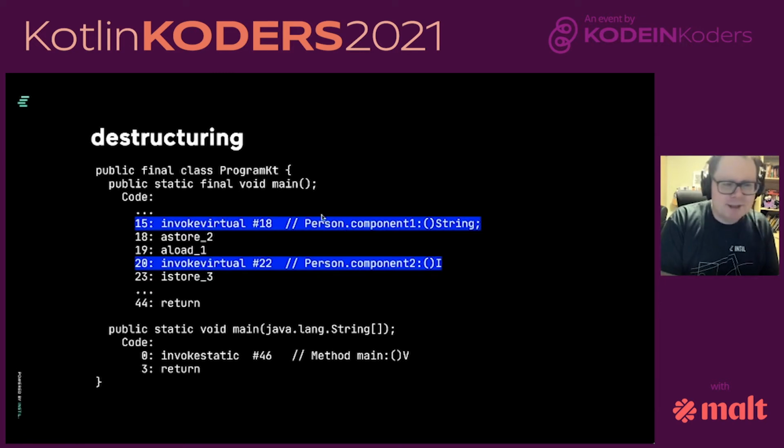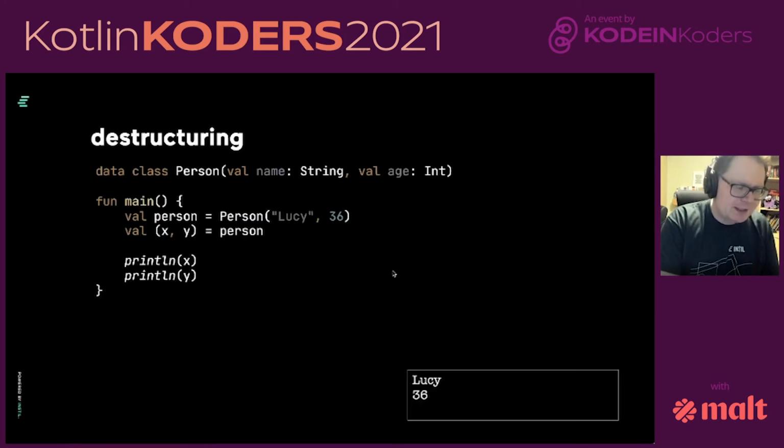So inside main, we're going up to our person object, and we're invoking component 1 and component 2 and so on. So destructuring sounds complicated, sounds difficult, sounds like a hard thing to do. It's actually implemented by the compiler in a really boring way.